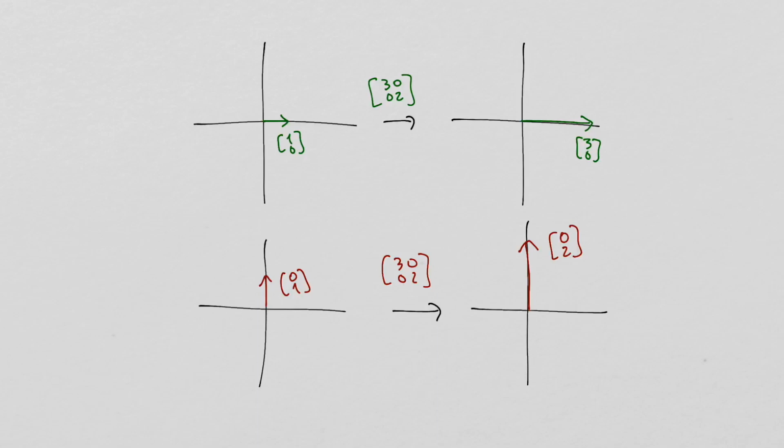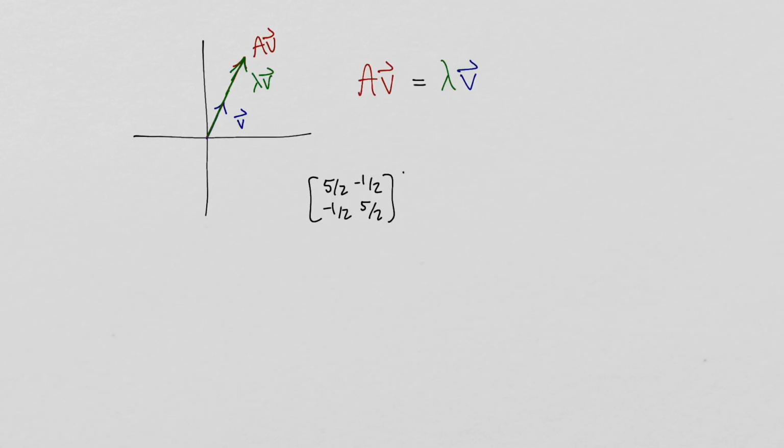we can reason about A as effectively as we can reason about a diagonal matrix like 3, 0, 0, 2. We say that a non-zero vector v is an eigenvector of A if Av has the same direction as v. In other words, if Av equals lambda v for some scalar lambda, which we call an eigenvalue. For example, this matrix multiplied by 1, 1 is 2, 2. So 1, 1 is an eigenvector with eigenvalue 2.